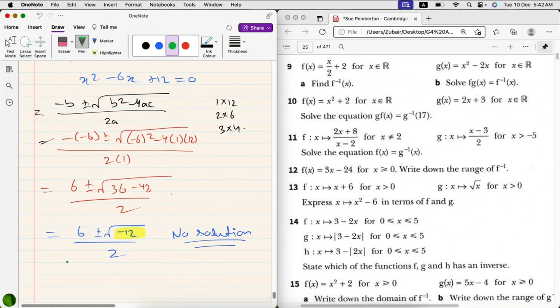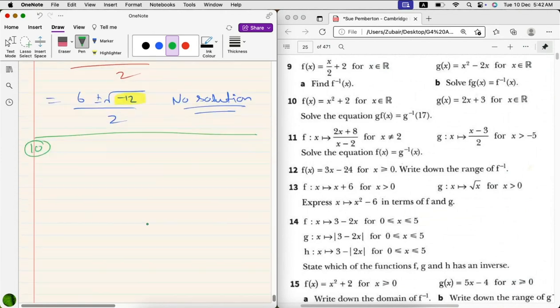Clear? Yes, because inside the square root can't be negative. And we take them. Try question 10. Is it readable? I also opened my book, so it's okay.